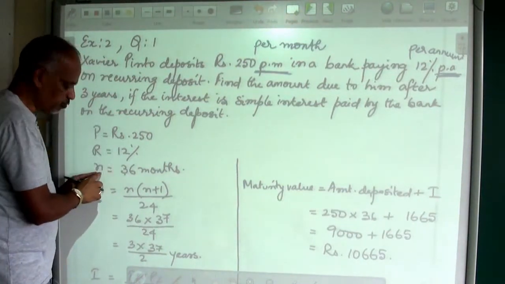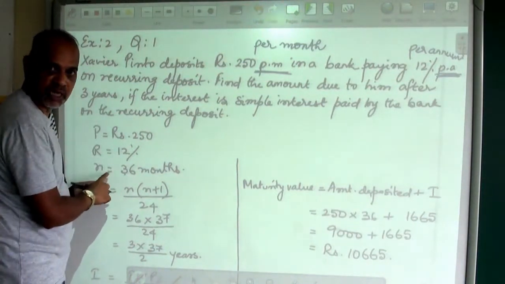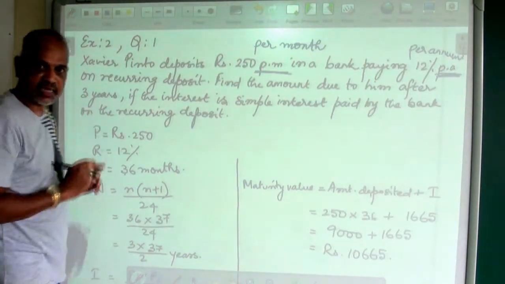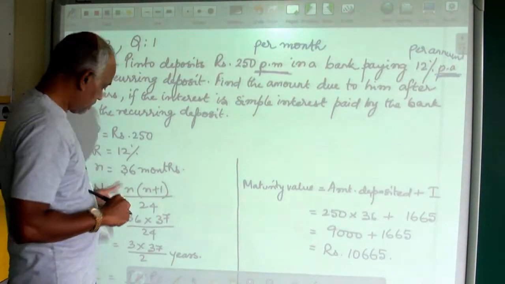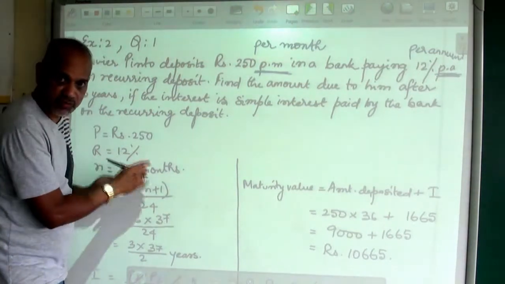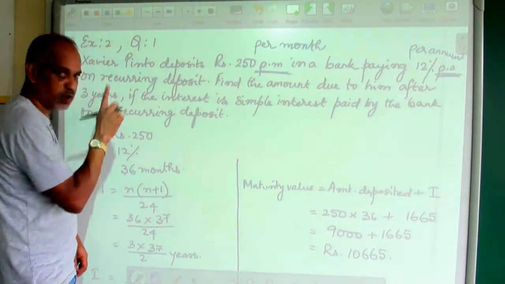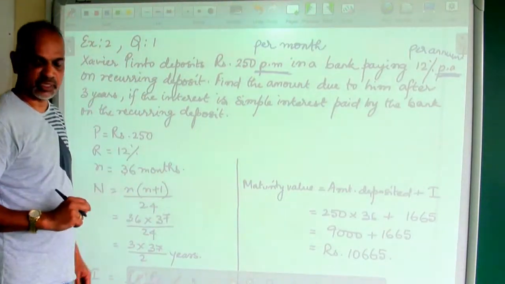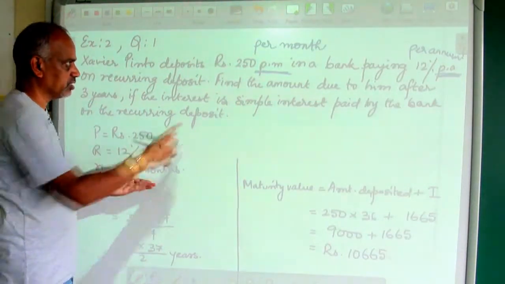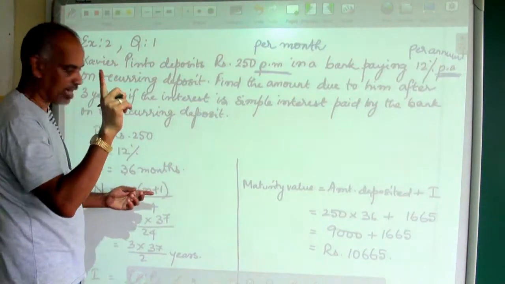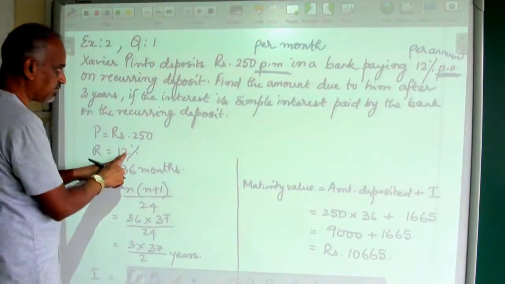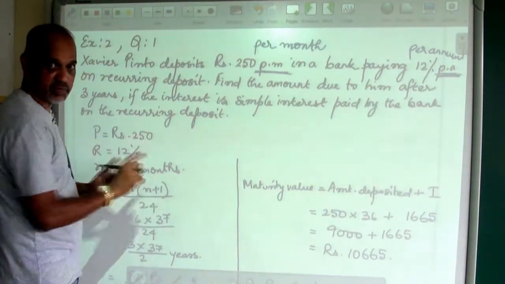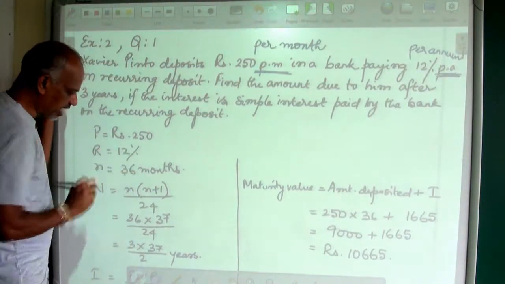But as I said, when you start, you will use time in months. That small n value. Don't take this straight away as capital N. No. This is small n which you have to write first in months. 1 year means 12 months. 3 years means 36 months. This is how you will start the calculation. 250 is the first value that you know. 12% is the rate. And 3 years time given, small n value is 36 months. These are the values that you know.